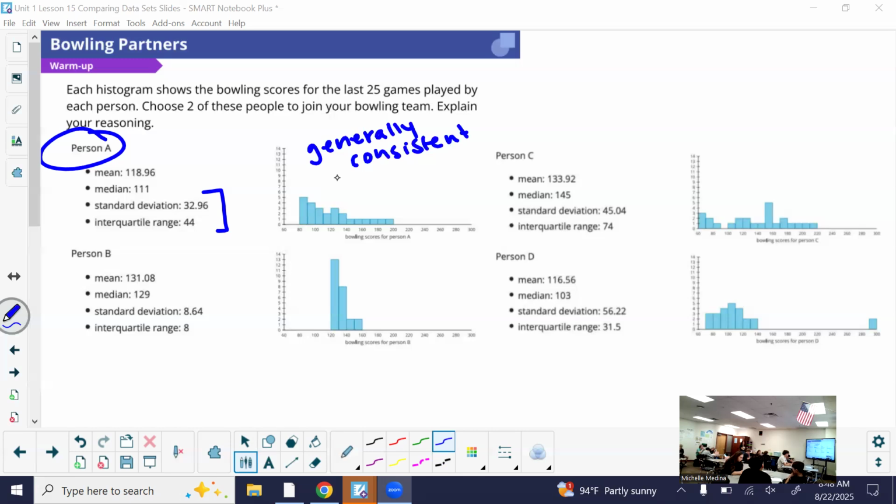Table 3, someone other than person A. Okay, so maybe person B because they're the most consistent. And again, they have both the smallest standard deviation and the smallest IQR. So that could be a reason. Did anyone pick person C? Okay, I'm kind of surprised. Oh, yes, why did we pick person C?